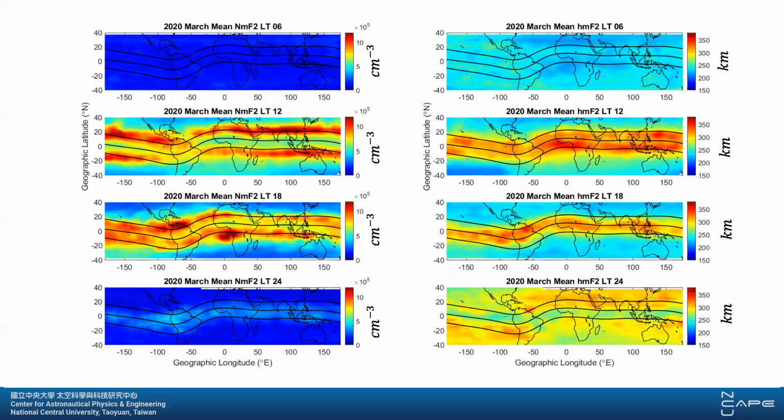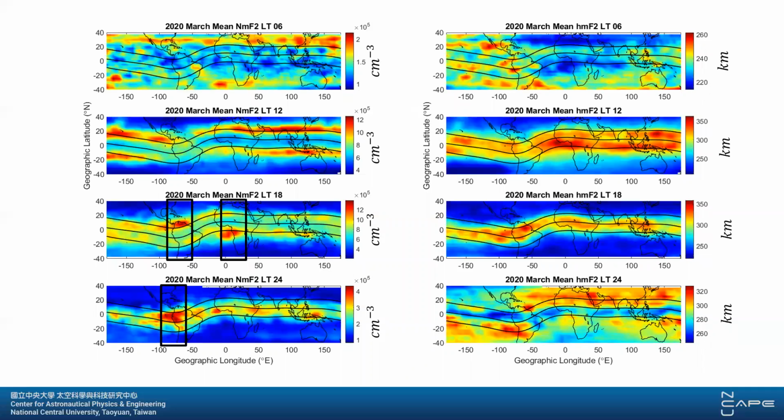To see the difference between each local time, we remove the scaling of the color bars. From the top to the bottom there are 6 o'clock local time, 12 local time, 18 local time, and 24 local time. On the right-hand side is the HmF2 average of March, and on the left-hand side is the NmF2 average of March.